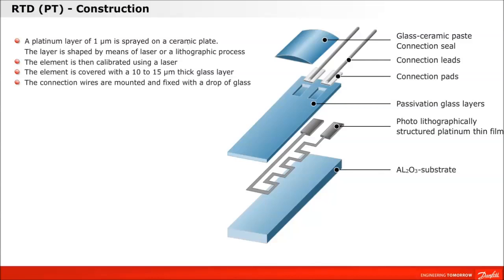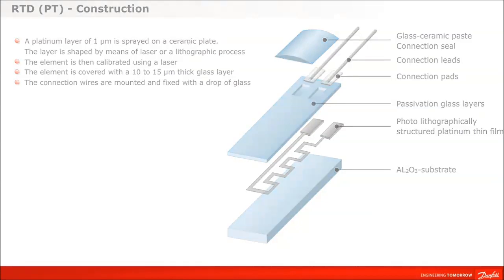To obtain the best accuracy, a laser is used in the calibration process. The element is covered with a 10 to 15 micrometer thick glass layer. The connection wires are mounted and fixed with a drop of glass. This RTD thin film element is the most common RTD element type used by Danfoss industrial automation.